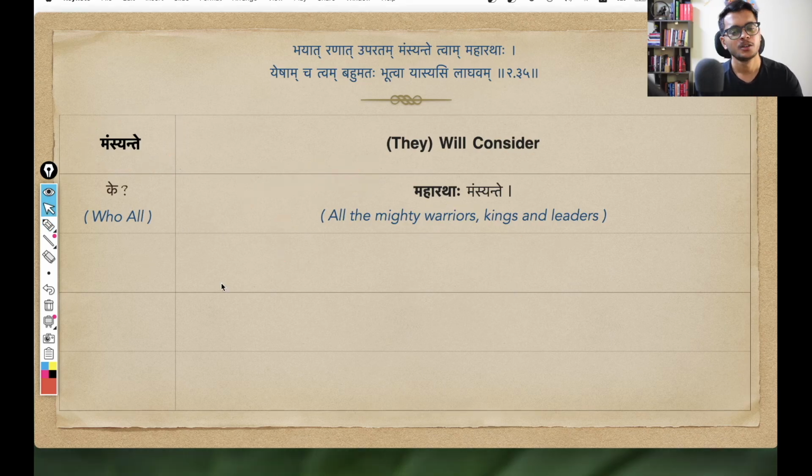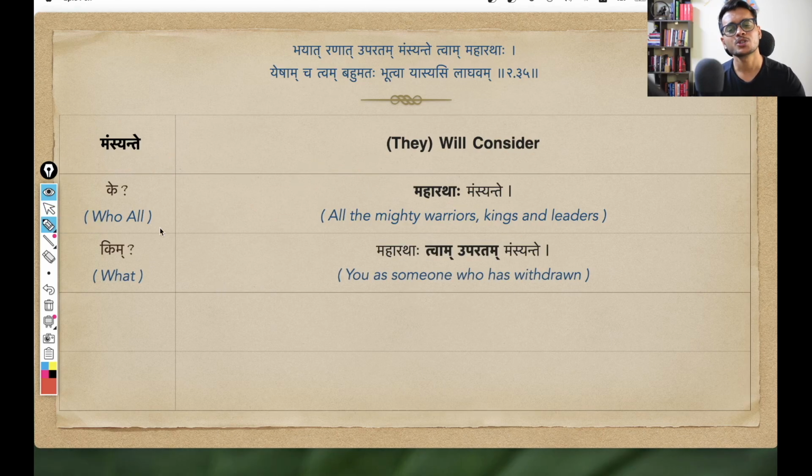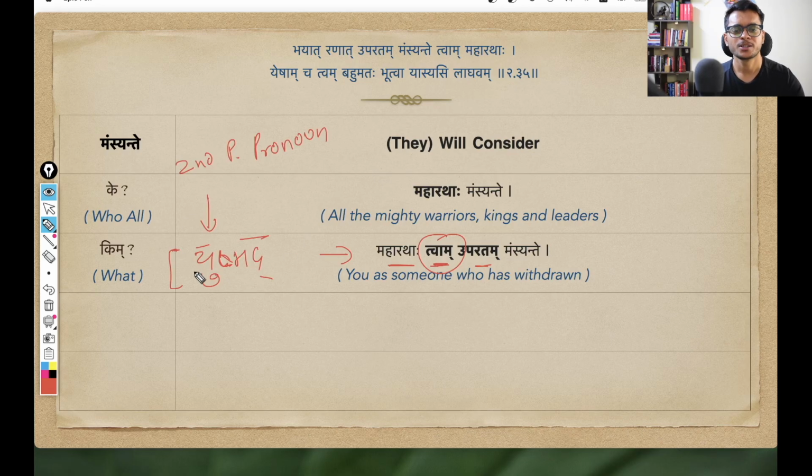That is the sense. Okay, and if we move on, the question will be, Kim mamsyante? What will all those people think? What will they consider? And Krishna is saying, Maharathaha tvam uparatam mamsyante. So see what Krishna is saying, that all these mighty warriors will consider you, tvam. This is of course coming from the Pratipadika Yushmad. So Yushmad is our second person pronoun, the Madhyama Purush Sarvanama, and tvam is the Dutiya Vibhakti Ekvachanam. Why Dutiya Vibhakti?